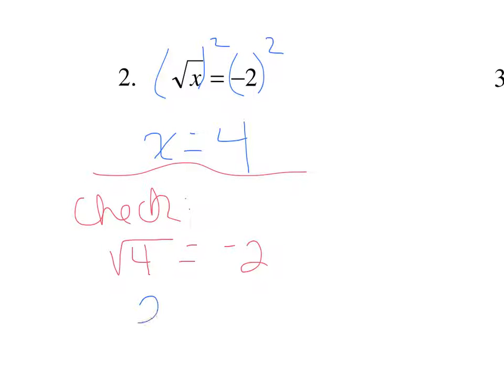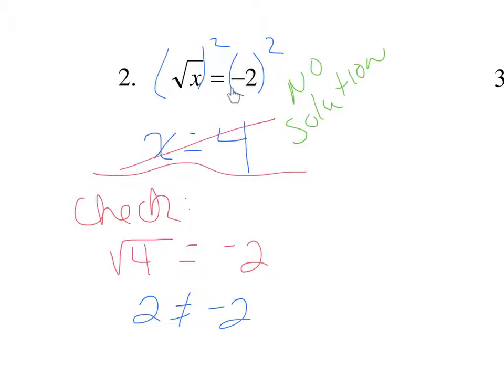This does not work. So this solution is no good. So in actual fact, this has no real solution. This usually happens, this kind of situation, when you square a negative number on this side. So make sure you're always checking your solutions.